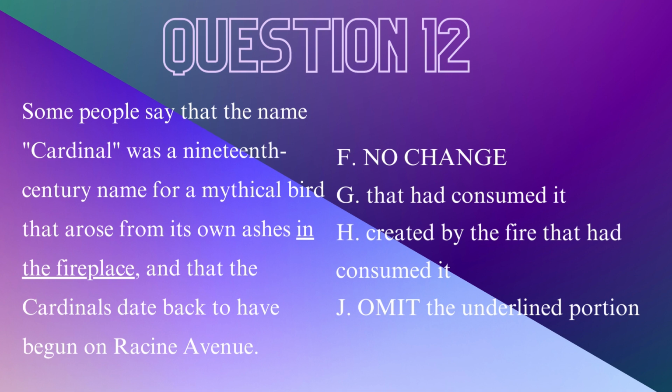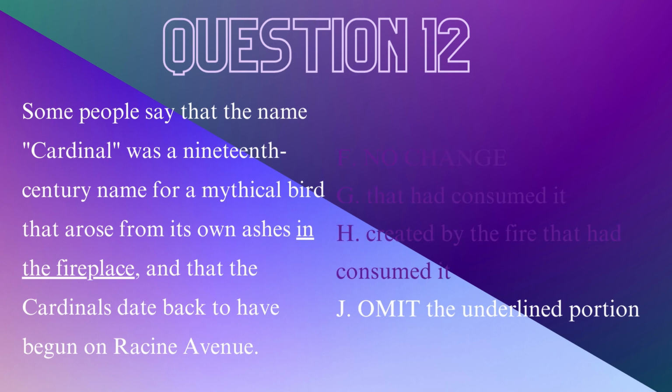I don't really think it's necessary to clarify where these ashes are, whether they're in the fireplace or somewhere else. And I look at my other answer choices and it says G, that had consumed it, H, created by the fire that had consumed it. By looking at everything else and considering everything, my first instinct is to just go with what's shorter and what still retains what's important. And what's important is ashes, not that they're in the fireplace or anywhere else. So in this case, again, when omitting that underlined portion is a choice, this one is the answer.